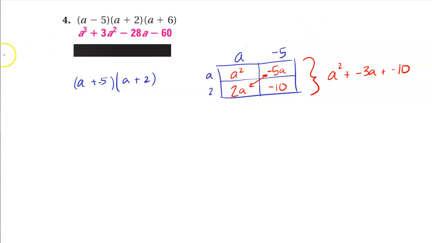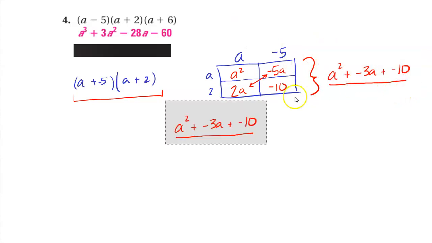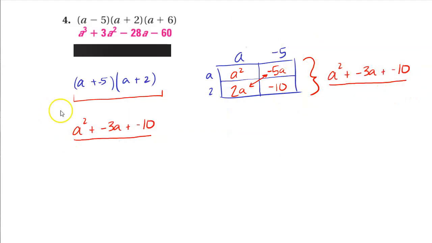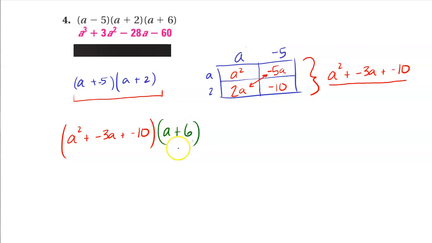So all in all, when I take these first two things and I multiply them, I get this right here. So this times this is going to give me, let me just copy it over. It's going to give me this. And then what I have to do is I need to multiply it by the last parentheses here that I haven't touched yet, which is a plus 6. So here's my a plus 6 that I haven't multiplied yet.